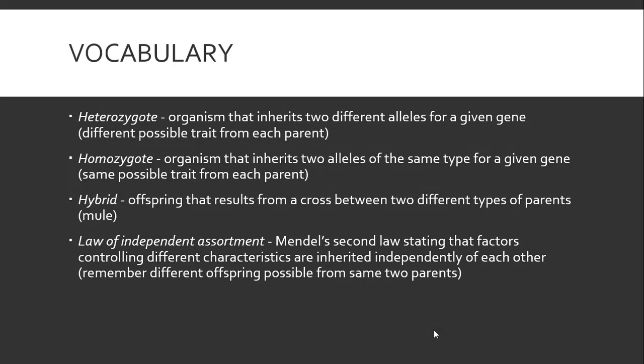Hybrid is offspring that results from a cross between two different types of parents. So an example would be a mule. A mule is the product of a horse and a donkey, and it has some traits of horses and some traits of donkeys.